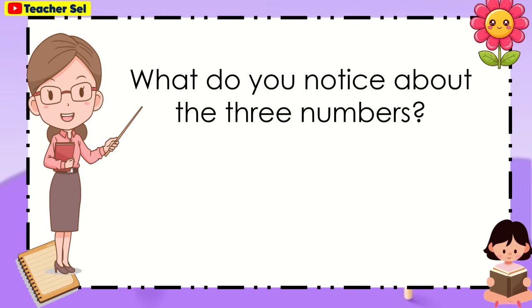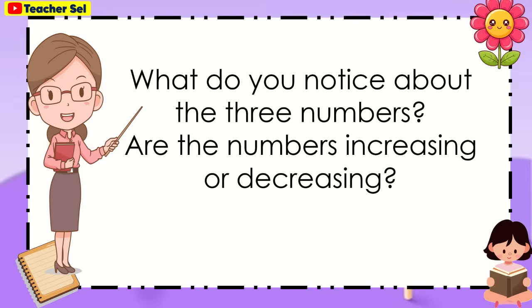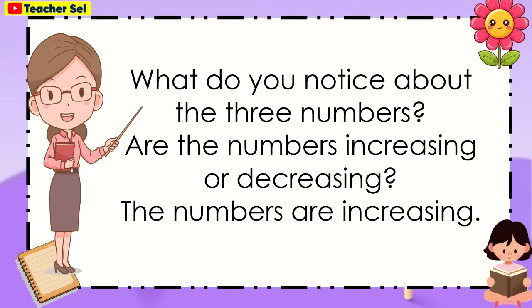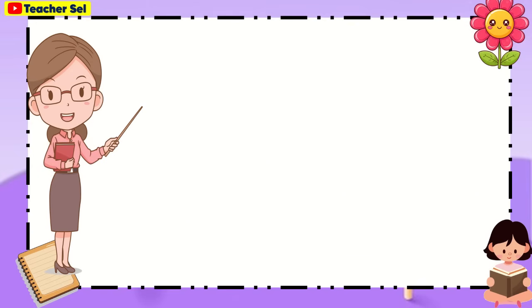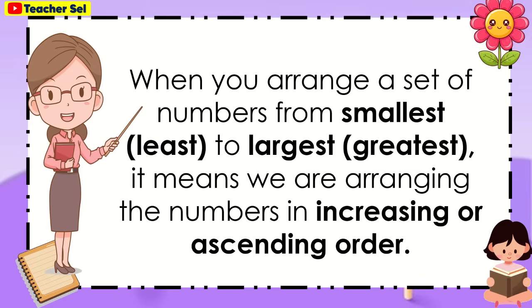What do you notice about the 3 numbers? Are the numbers increasing or decreasing? The numbers are increasing. When you arrange a set of numbers from smallest, least, to largest, greatest, it means we are arranging the numbers in increasing or ascending order.